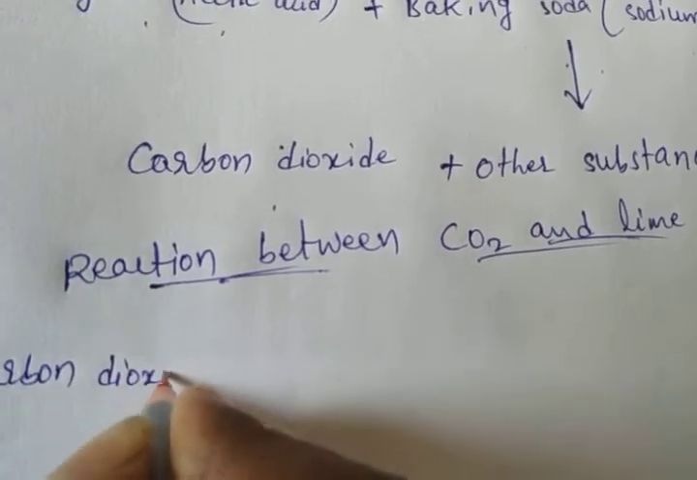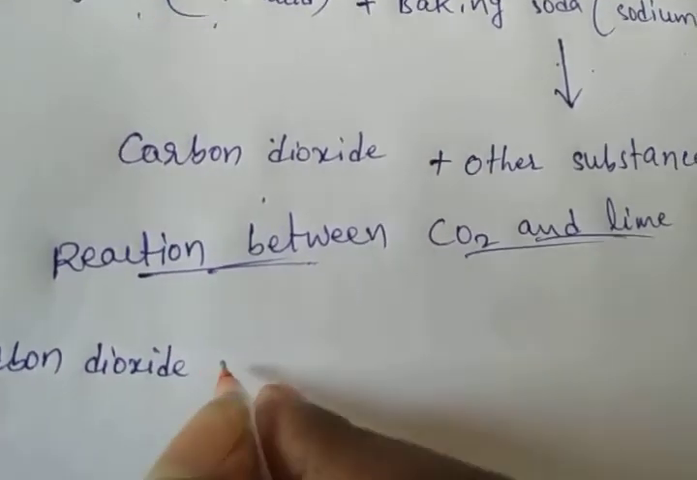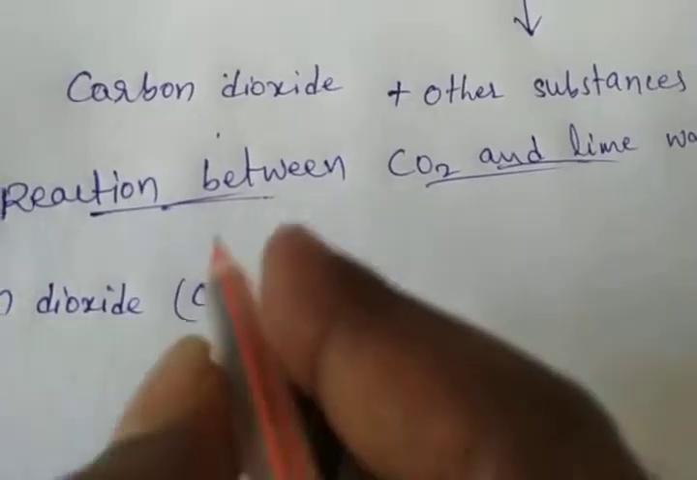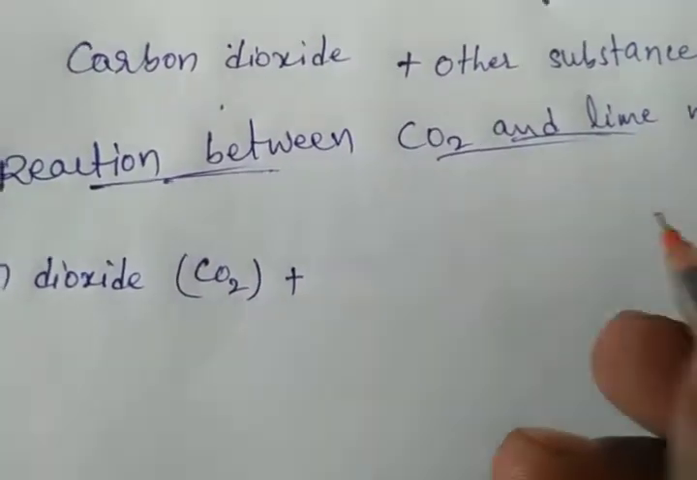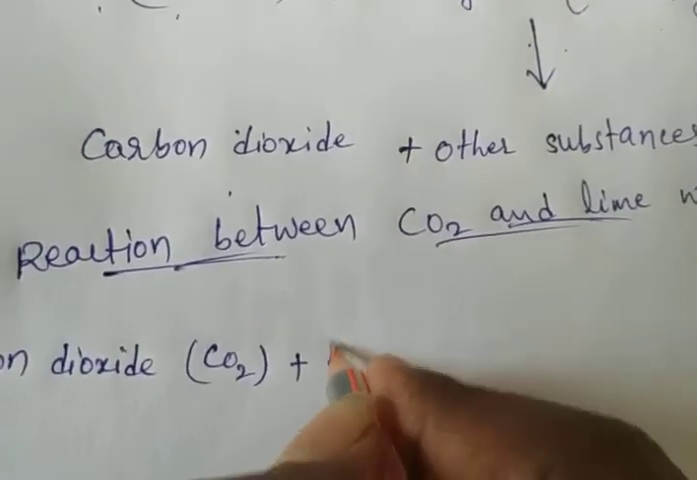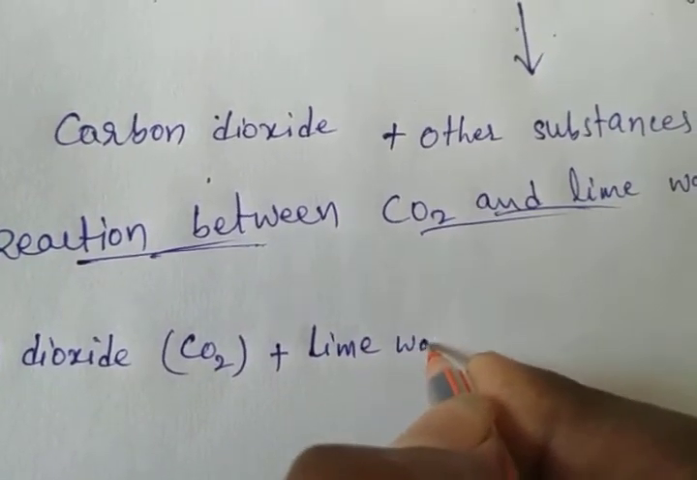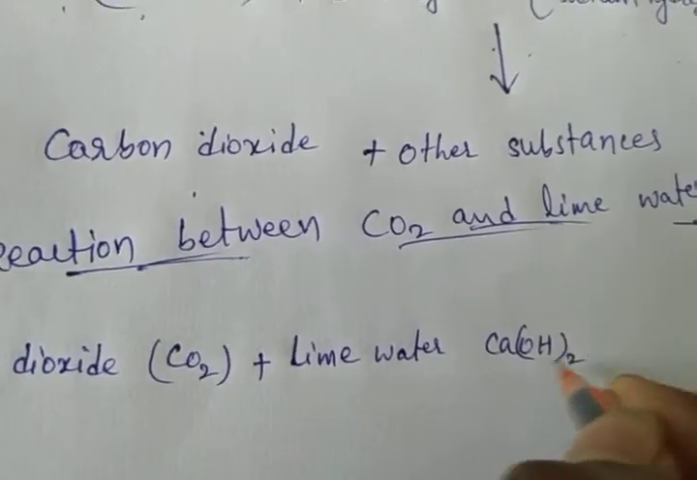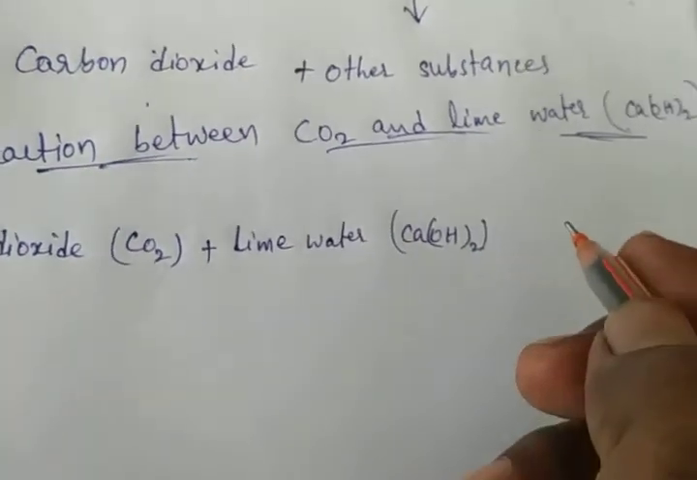What is the formula of carbon dioxide? CO2. This carbon dioxide we can pass through the lime water. The lime water formula I already gave: calcium hydroxide, CaOH taken twice.